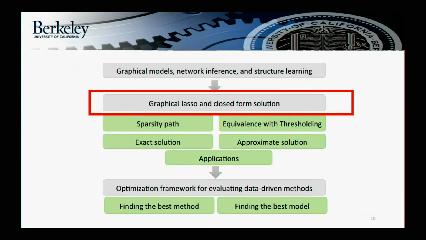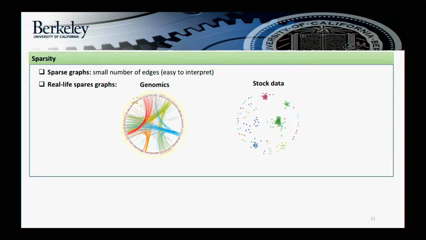So in this part of the talk, I'm going to talk about graphical lasso, which is an optimization framework for learning Gaussian graphical models. And especially graphical lasso used for finding or estimating sparse graphical models. Sparse graphs, by which I mean graphs that have a relatively small number of edges. These graphs are particularly interesting because they're easy to interpret, and also many real-world graphs or systems are sparse, for example, in genomics or stock data.